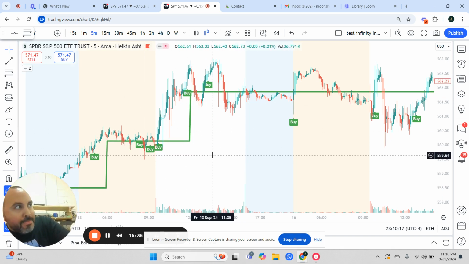So let's move into now the hourly chart. So this is going to be swing trading. These are going to be trades that are anywhere from a few hours to a few days long.